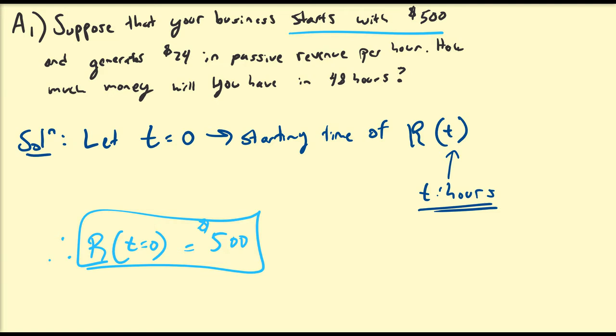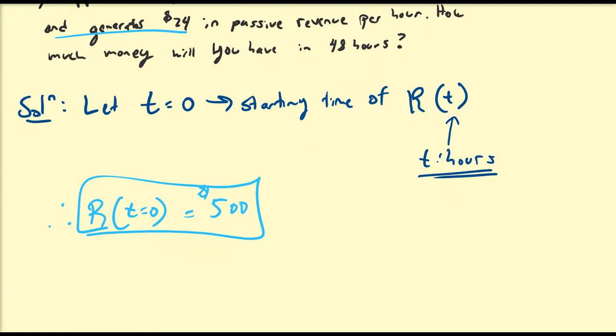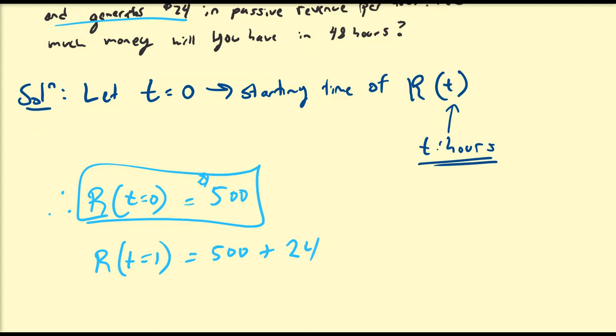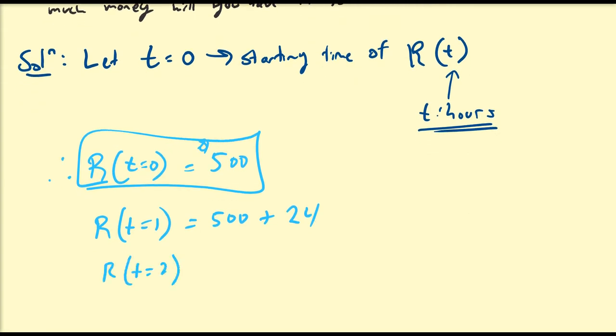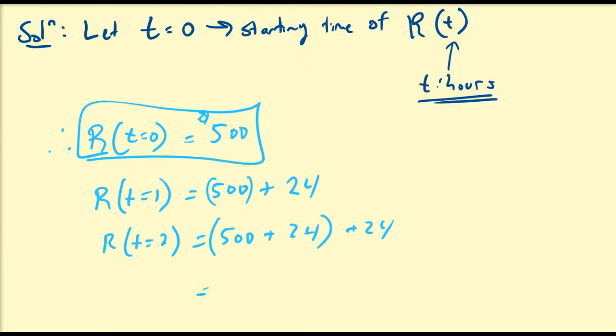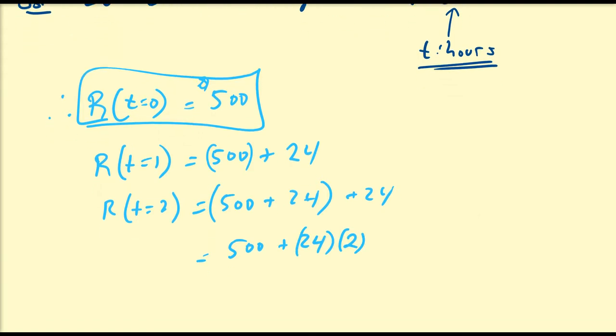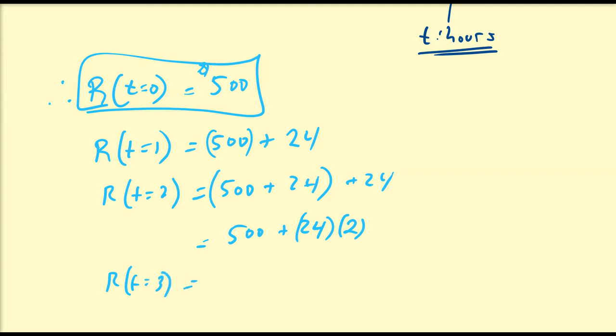So also let's see if we can figure out the rest of it. So it generates $24 in passive revenue per hour. So that means after 1 hour, we should have $500 plus $24. After 2 hours, we should have 24 more dollars than we had before, which is the same as 500 plus 24 times 2. And then after 3 hours, we should have 24 more dollars than we had before.